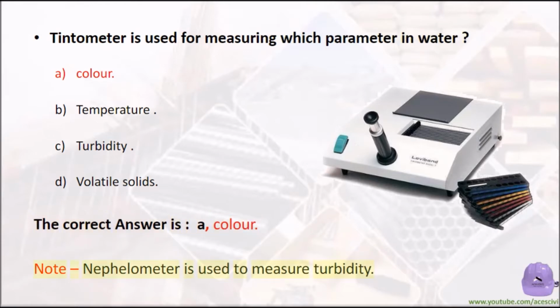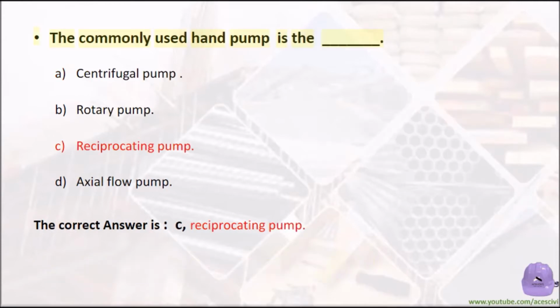The commonly used hand pump is the A. Centrifugal pump. B. Rotary pump. C. Reciprocating pump. D. Axial flow pump. The correct answer is C. Reciprocating pump.